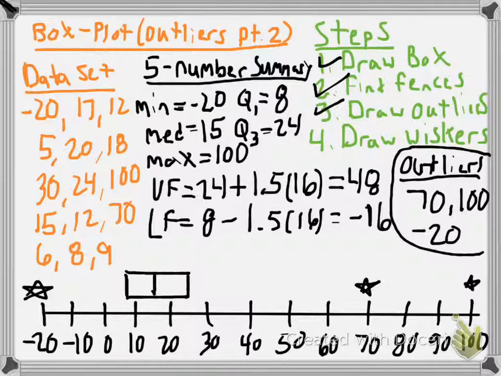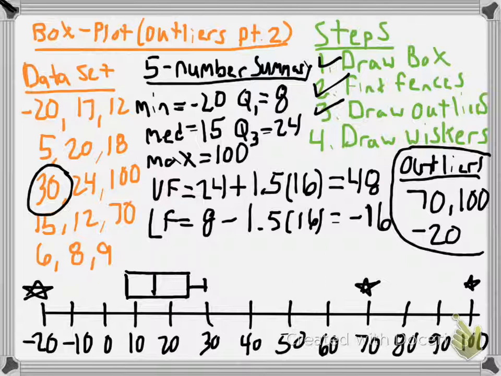Well, when we have outliers, it's a little complicated. You need to go back to your original data set. To do the right whisker, you draw the whisker going out to the largest data point that is still inside the fence. So I have to look. Remember, the upper fence was 48. So I have to look for the next highest data point that's still inside the fence, and that happens to be 30. The next highest data point was 70, and that was an outlier. So the next highest data point that's still inside the fence is 30. Draw a line and the end of the whisker right there.